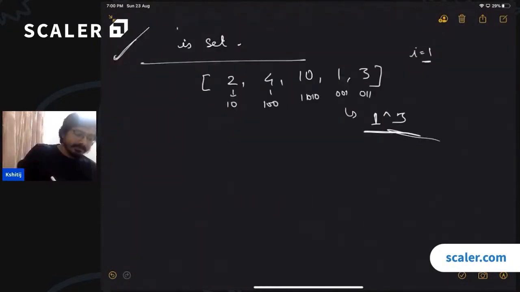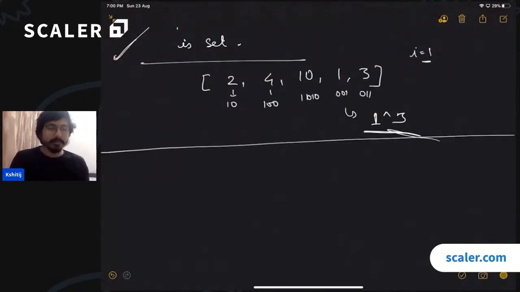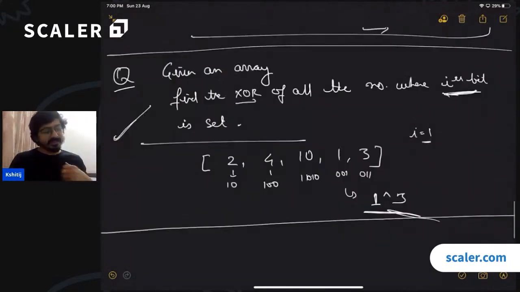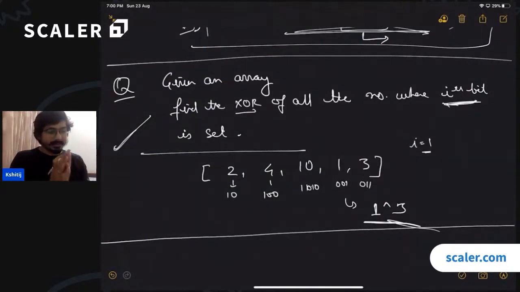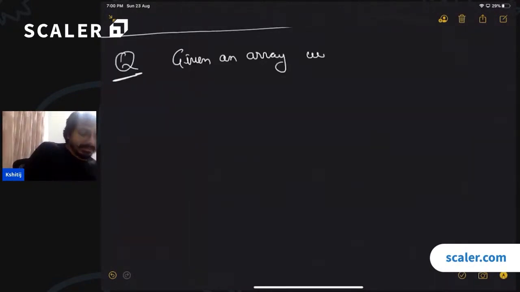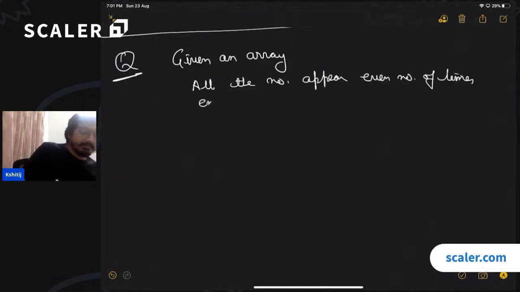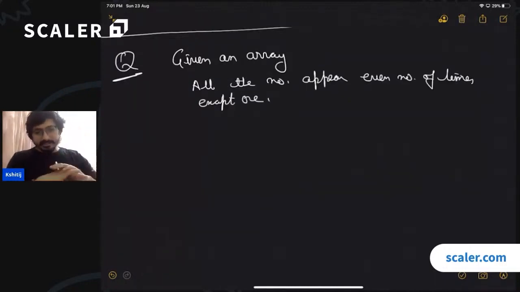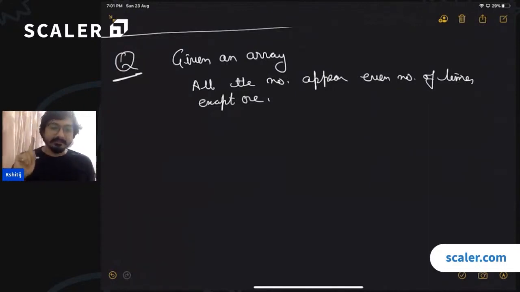Now let us see a very commonly asked problem, which is very common in interviews. The question says that you're given an array, and you're also given the condition that in this array all the numbers appear an even number of times except 1. So all the numbers are occurring an even number of times. They can occur 2 times, 4 times, 6 times, 8 times, and so on. But there is exactly one number which occurs an odd number of times.